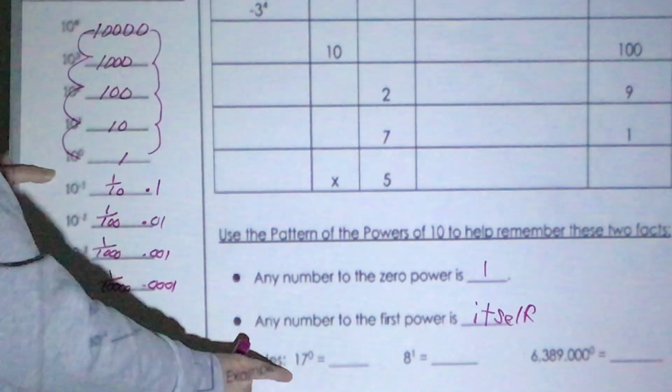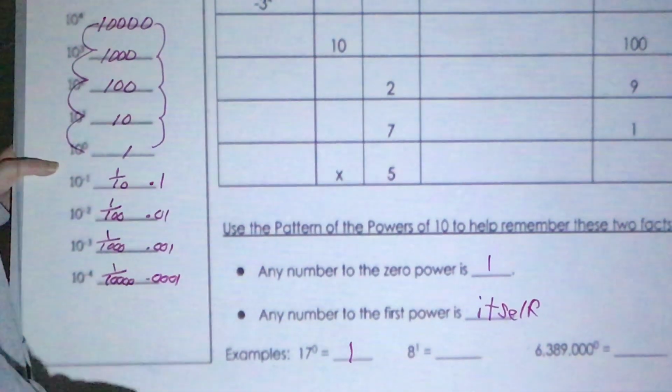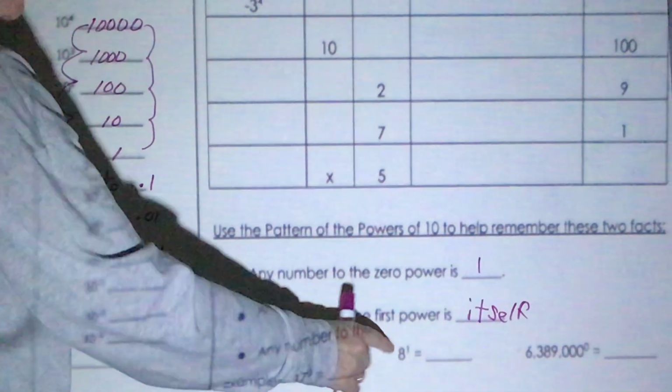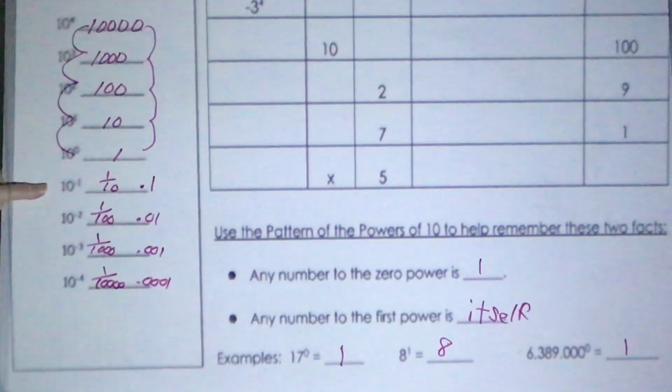17 to the 0 power, anything to the 0 power, no matter how big or small, is the number 1. 8 to the 1st power, any number to the 1st power is itself because you only have one of those numbers. And then any number to the 0 power, no matter how big or small, is 1.